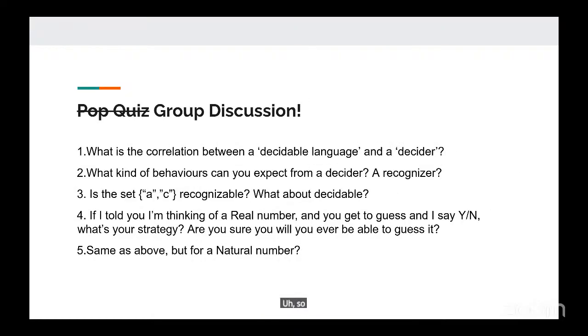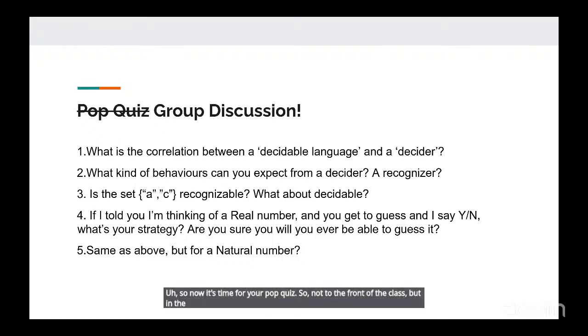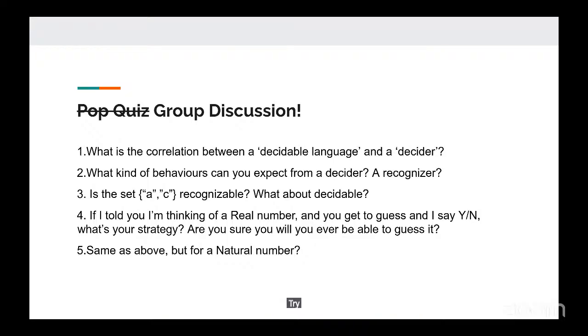So now it's time for your pop quiz. Not to the front of the class, but in the people in your group around you, talk with the person next to you. Try and answer these 5 questions, and we'll come back together and discuss them in maybe 3 or 4 minutes.